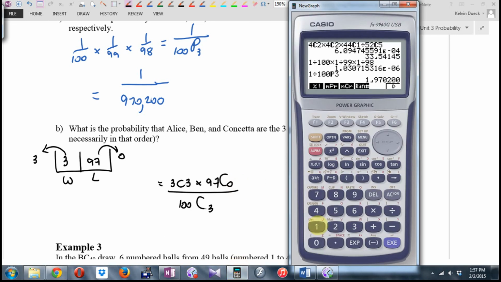Hey, look at that. I can backspace and just hit the choose button. Oh, and delete that. 1 in 161,700.